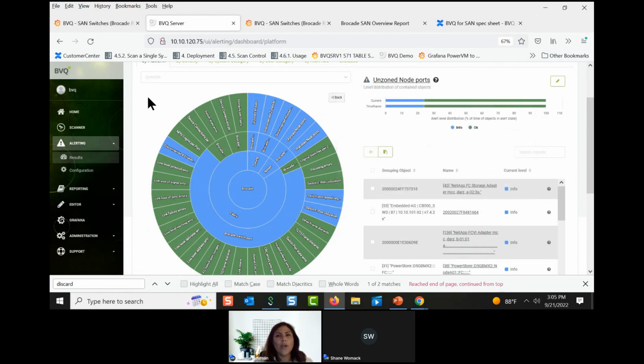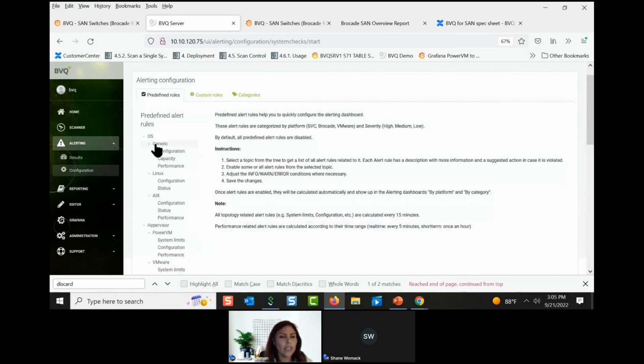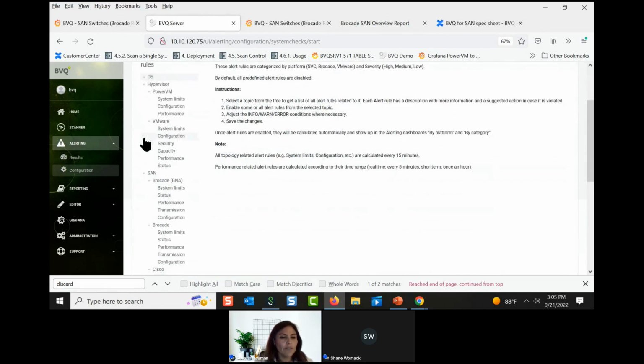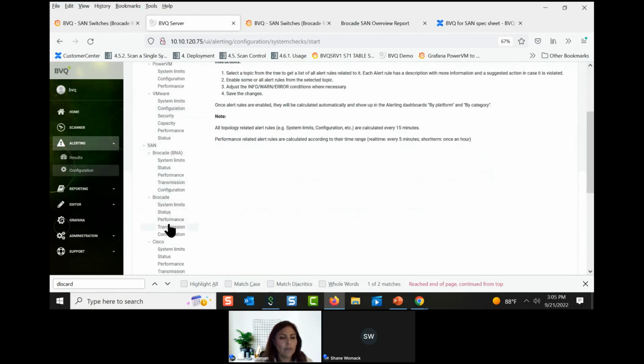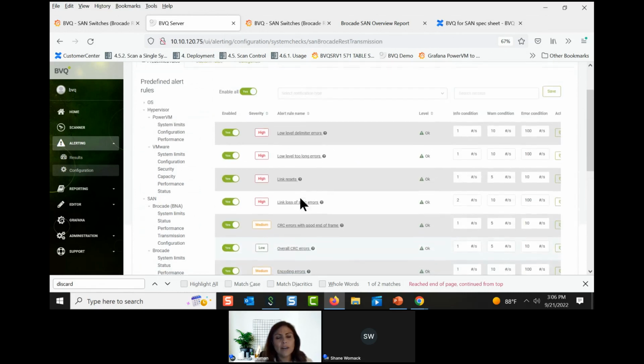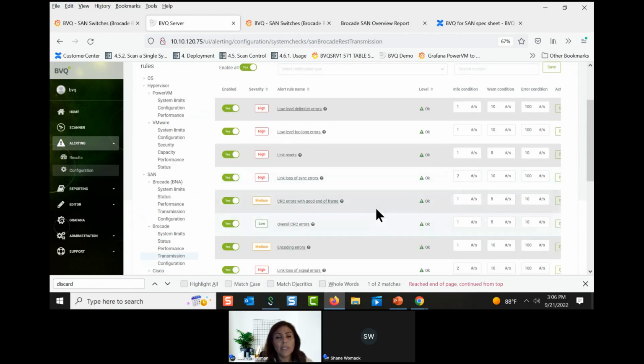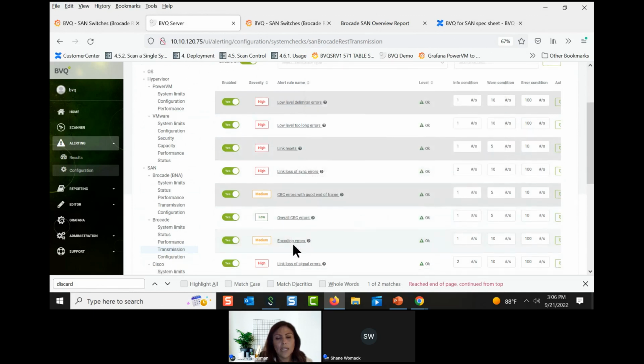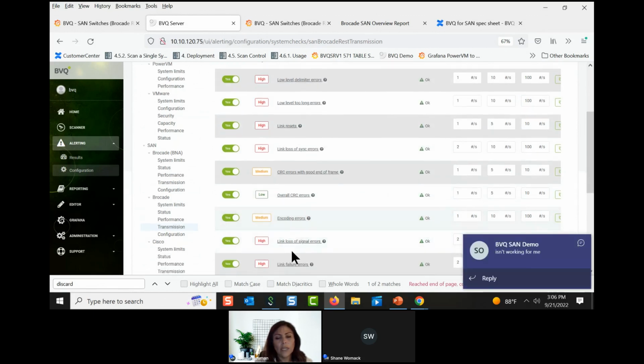How does this help with determining lost credits when there is congestion in the environment? I can show you that quickly here in the configuration environment. If we go into the Brocade area, for example, we can go into the transmission, and you can easily see here that we have enabled in this environment to be alerted on many of these errors that indicate physical malfunction. So we've enabled these. For example, the link resets, that would be an indicator of a physical error, encoding link failures.